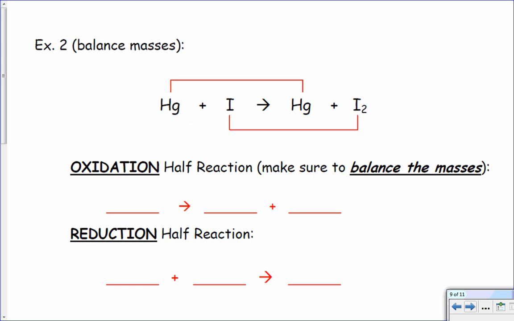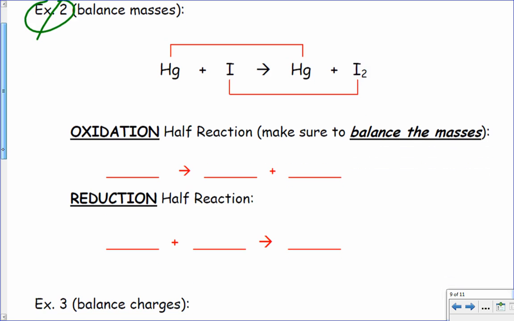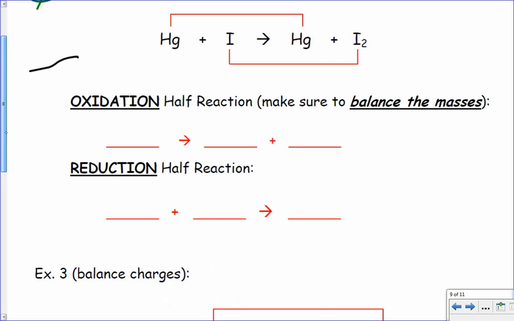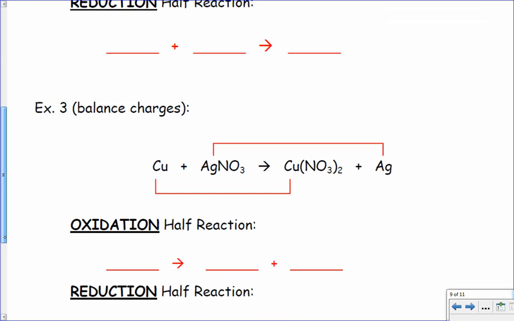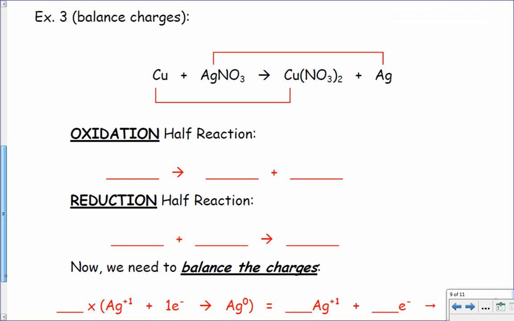We are going to skip number 2 because Mr. Milks doesn't like it. There's an Hg with a 0 and an Hg with a 0. There's a typo in this, and we're not going to even deal with fixing it. But we need to be able to balance charges.